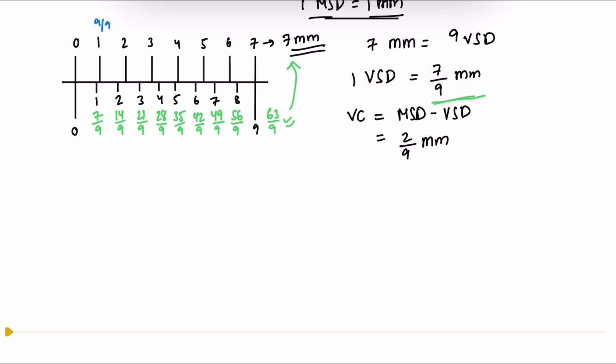This is 9 over 9, 18 over 9, 27 over 9, 45 over 9, 54 over 9, and 63 over 9. So now that we've written those, we can finally compare the differences. Between 7 over 9 and 9 over 9, we got 2 over 9. 14 over 9 and 18 over 9, that's 4 over 9. 21 and 27, that's 6 over 9. So far it seems to be increasing.